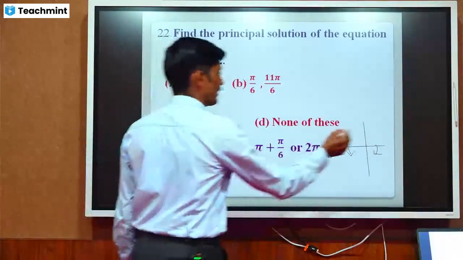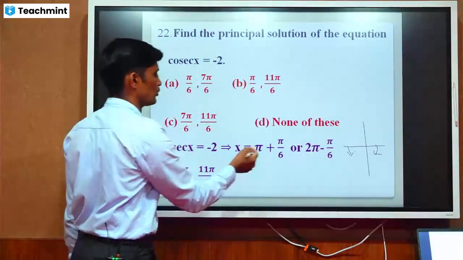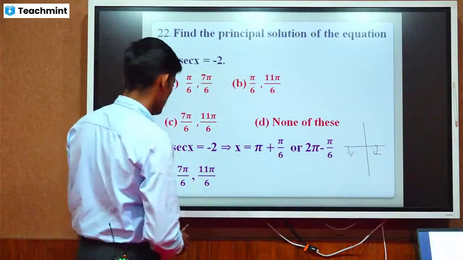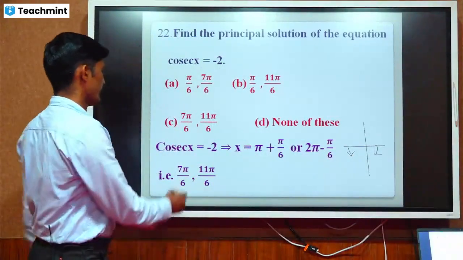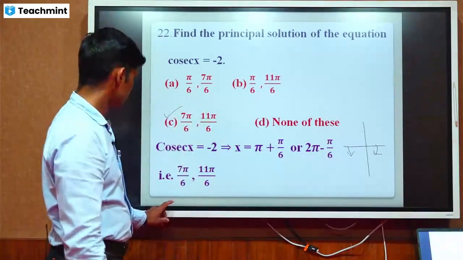And cosecant x cannot be negative in the first quadrant or second quadrant. Therefore, x is equal to pi plus pi by 6 or 2 pi minus pi by 6. These are the possible values of x. 7 pi by 6, 11 pi by 6. That is option C.